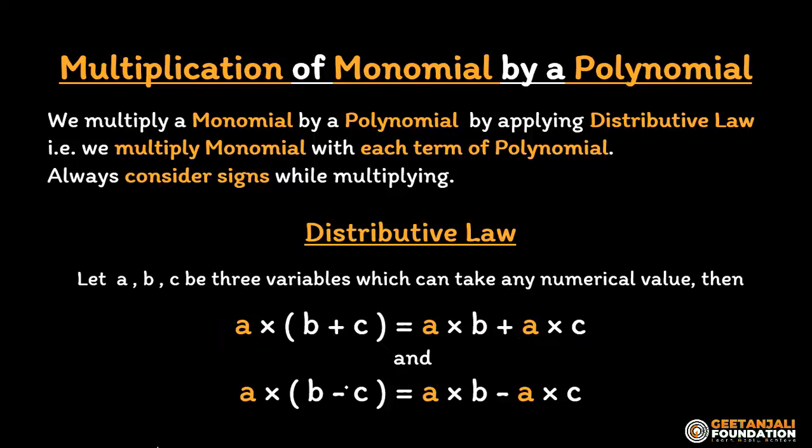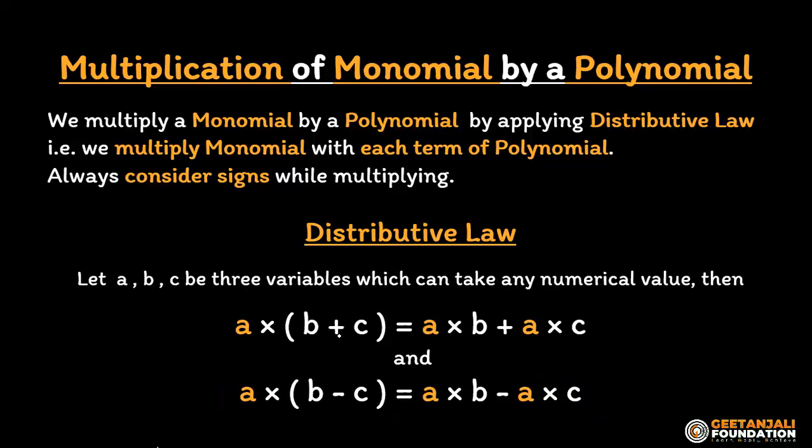Instead of plus, if there is a minus sign, the rule is the same, only the sign differs, because you write the same sign whichever is given here. So here you take the plus sign and here you take the minus sign, but you are distributing this a with b and with c. It's not necessary that there can be only two terms over here.